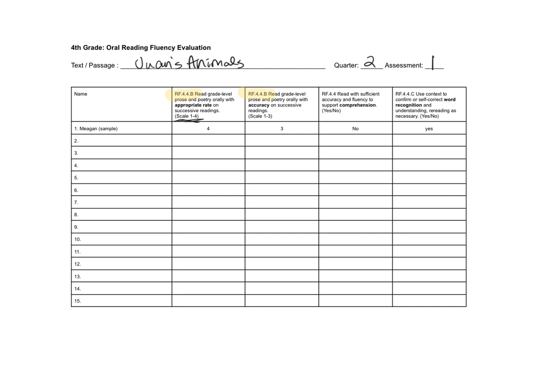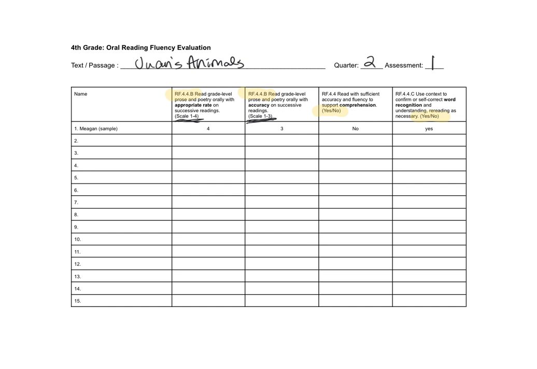Then you have another standard, 4.4.b, which says grade level prose and poetry orally with accuracy. So here we're looking to see how accurate the students are in reading. And the scale for that is a 1 through 3, not a 1 through 4. And I'll show you why in just a moment. The next two questions that you see are yes, no responses. So there's no scale for that.